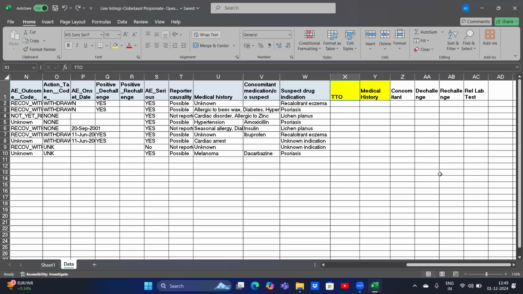Now there is a signal team that will work on that new information. They will validate it and open an evaluation report for that. The evaluation will be done, and if it is confirmed, then there will be an SMT meeting, a safety management team meeting, in which that information will be presented. There will be the PV science team, the clinical science team, and the regulatory team. All the members are there in that SMT.